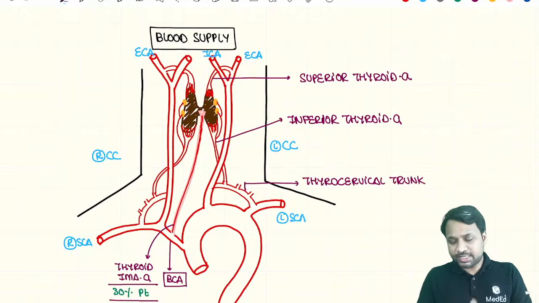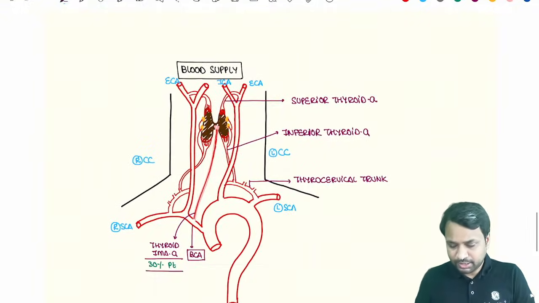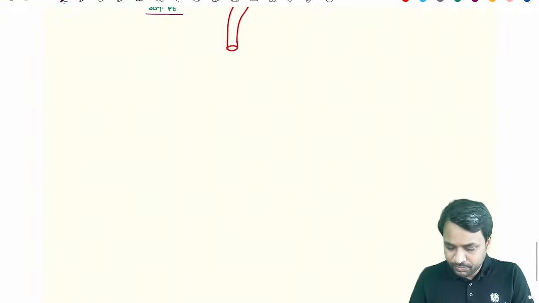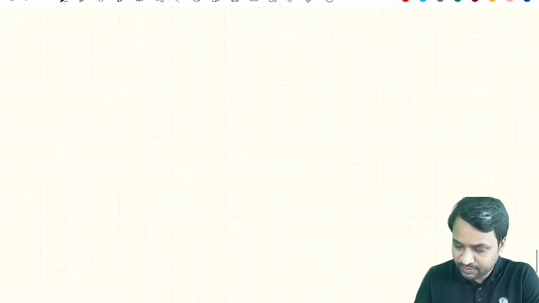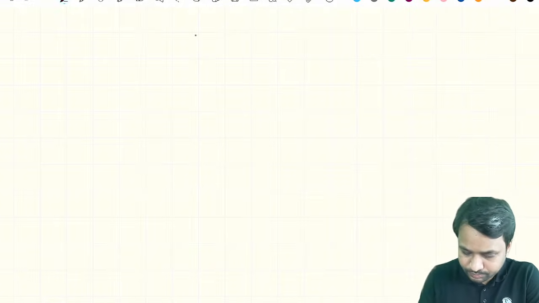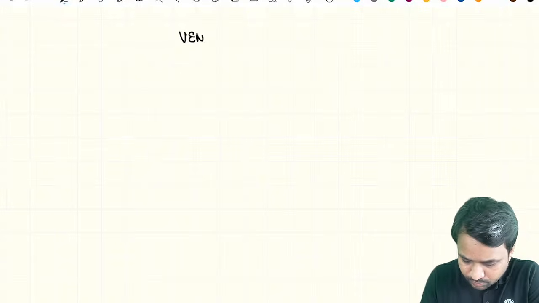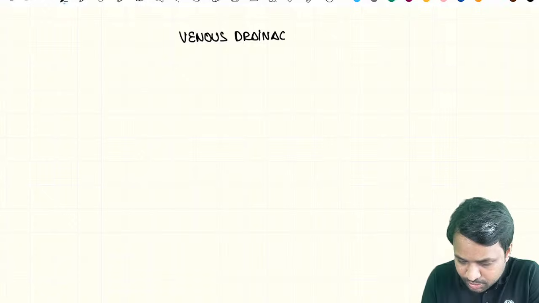Okay, so this is the blood supply of the thyroid gland. Now, in the same context, we'll talk about the venous drainage of the thyroid gland.